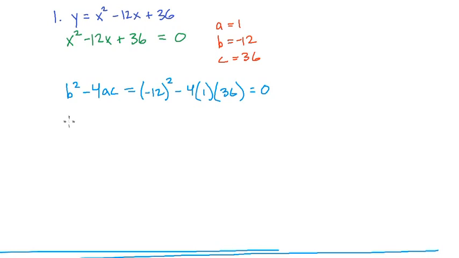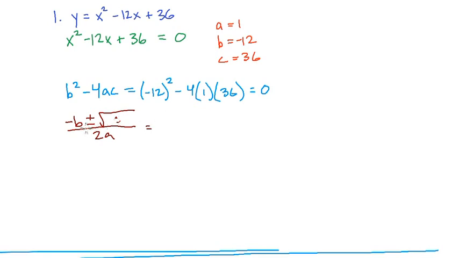So, the quadratic formula is negative b plus or minus the square root of, well, we already found our discriminant. We already know this value is 0. Divided by 2a.